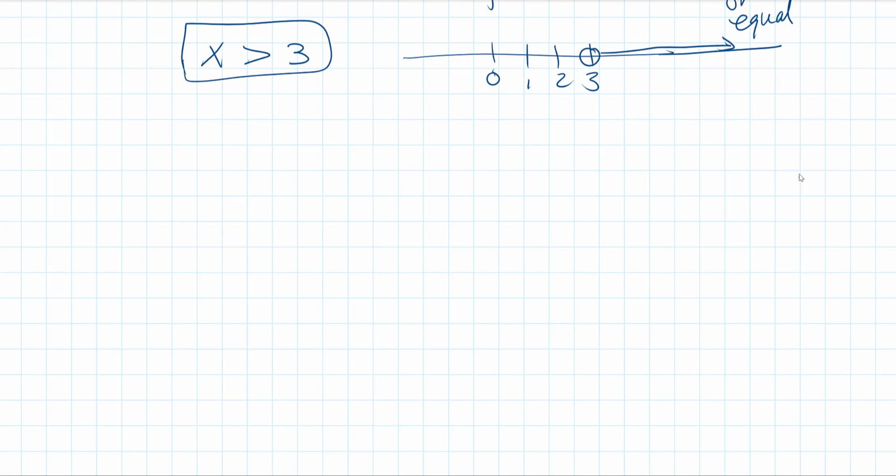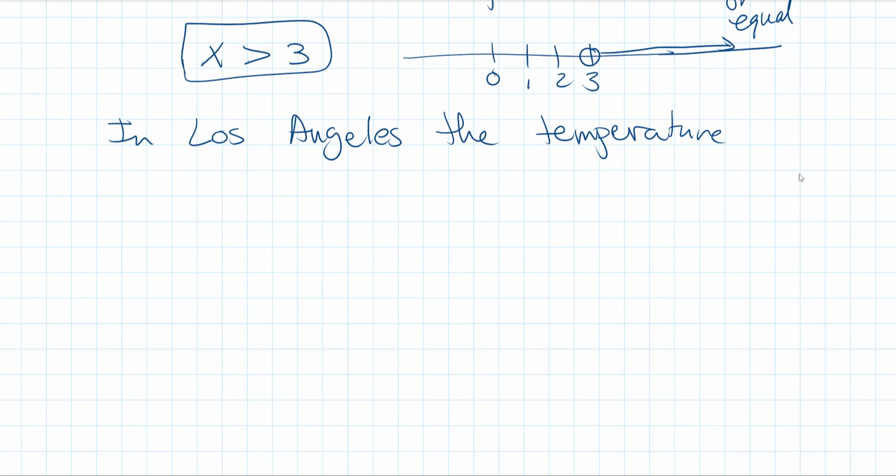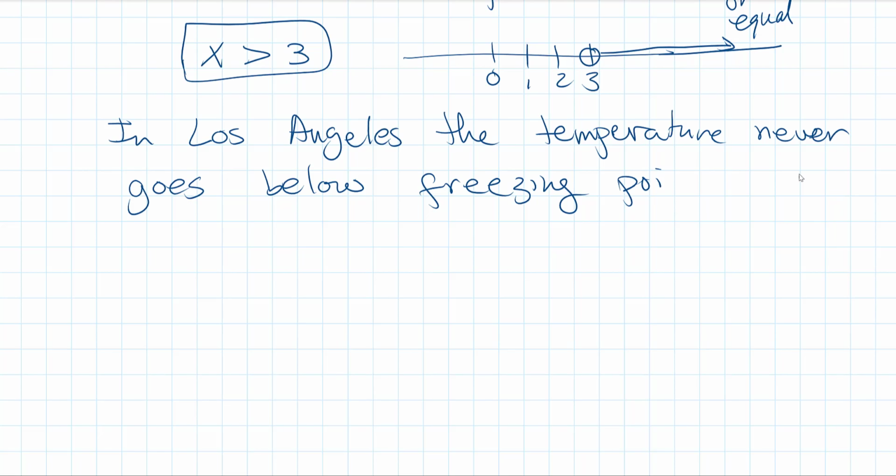Now, what happens when we have a real world problem? For instance, what if I tell you that in Los Angeles, the temperature never goes below freezing. Okay, so it never goes below freezing point. So in Los Angeles, we never get frost or snow. How do we graph that?